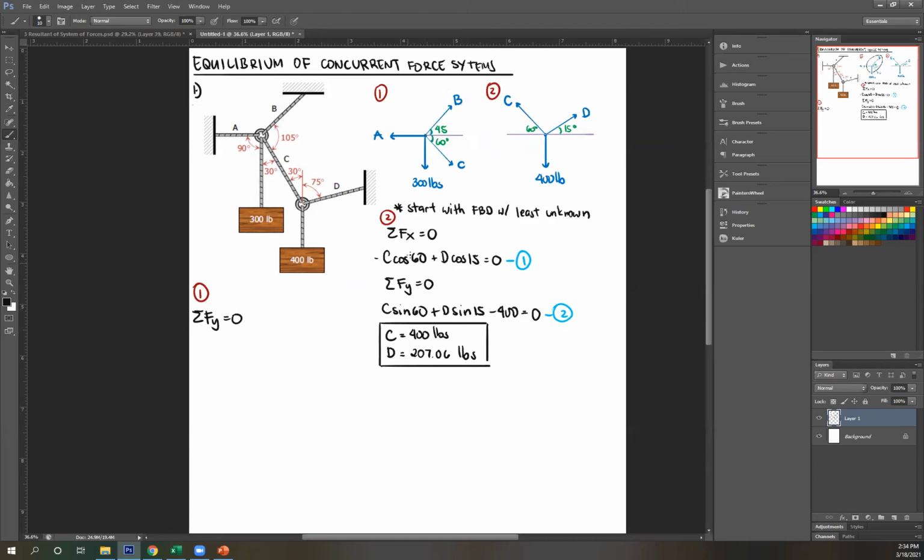Okay, so let's start with B. B is upward, therefore positive. B, again, vertical component, sine 45. Next, C is downward, therefore negative C. C is 400. And then sine 60. 300 is downward, so minus 300 equals 0. Please solve for B. What's the answer? Correct, it's 914.16. Kathleen and Jasmine.